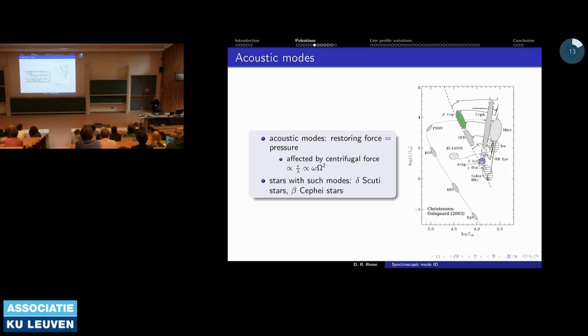Now I'm going to focus a little bit on acoustic modes. For acoustic modes, the restoring force is pressure. And as I explained, you can compare the ratio of the stellar deformation with the wavelength of the modes. As the deformation becomes larger compared to the mode wavelength, you can expect a stronger impact of the centrifugal force. Here the relevant stars would be delta Scuti stars and beta Cephei stars.